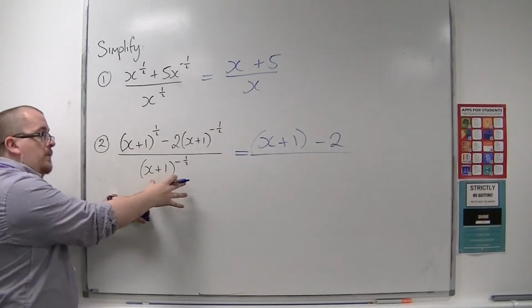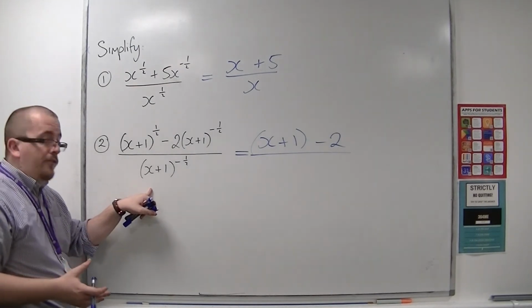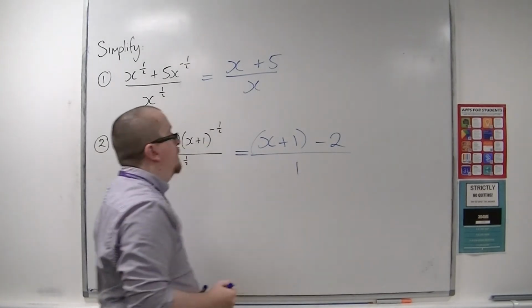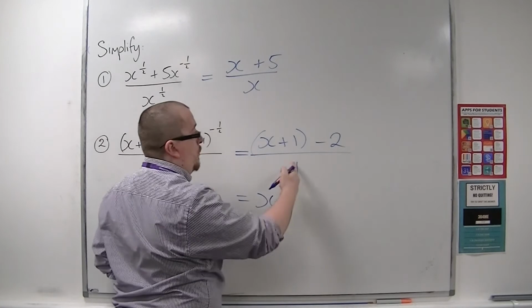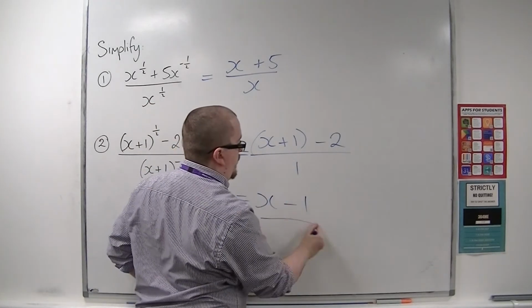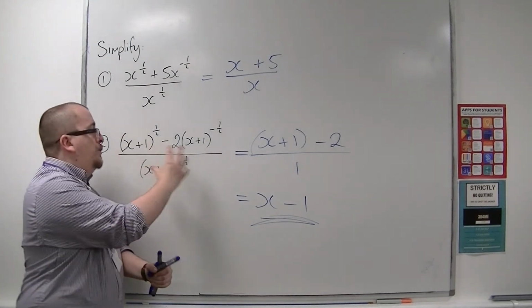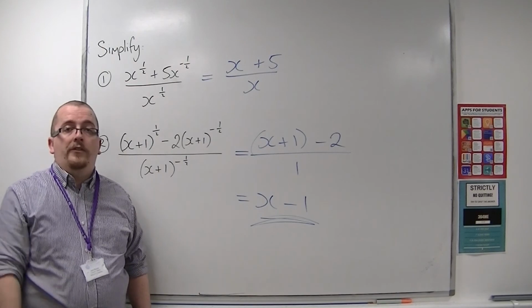And then the denominator, multiplied by x plus 1 to the half, I'm going to get x plus 1 to the 0, which is just going to be 1. And so this simplifies to x plus 1 minus 2, so x minus 1. Okay? So something that looks absolutely ghastly like that can simplify to something quite nice and straightforward.